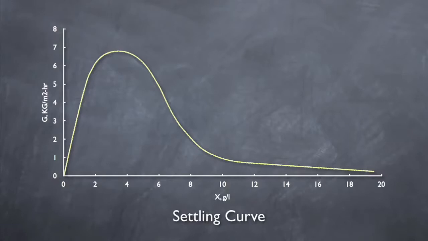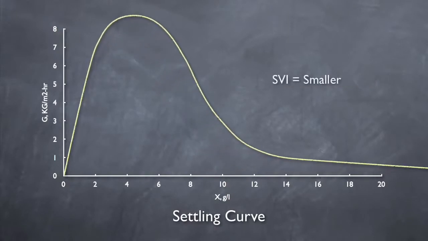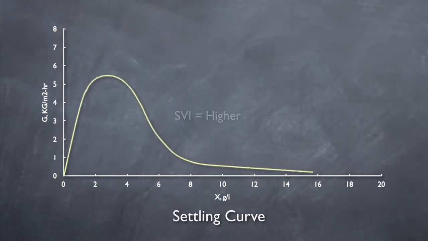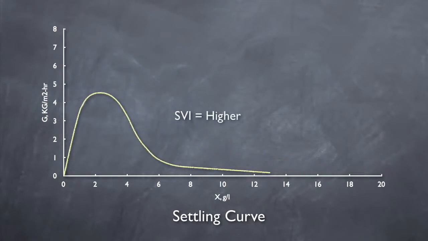This curve is developed by performing velocity settling tests at various concentrations of mixed liquor on site. However, empirical equations based on the sludge volume index, SVI, have been developed and are plenty accurate for deriving this curve. A smaller SVI, which represents faster settling, results in a larger settling curve. A higher SVI, which represents slower settling, results in a smaller settling curve. So what does it matter if the curve is larger or smaller? Well, we'll find that out in a minute.